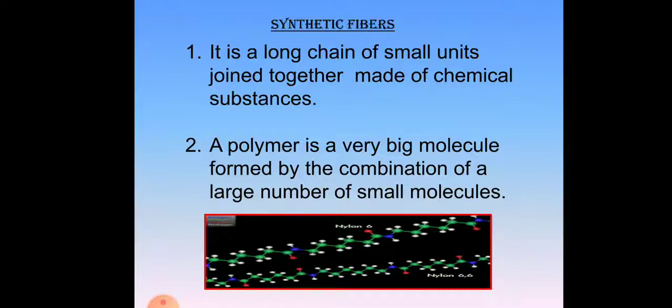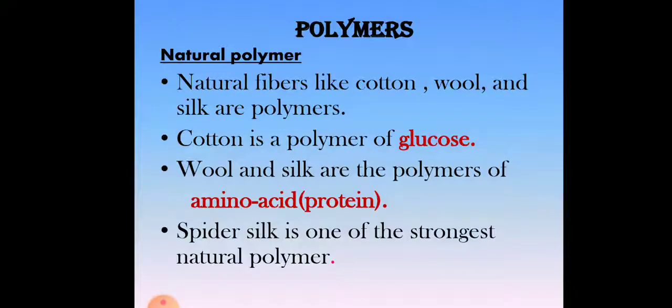Look at the picture. Natural polymer. Natural fibers like cotton, wool and silk are polymers. Cotton is a polymer of glucose. Wool and silk are polymers of amino acids, which is protein present in the animal body. Spider silk is one of the strongest natural polymers.